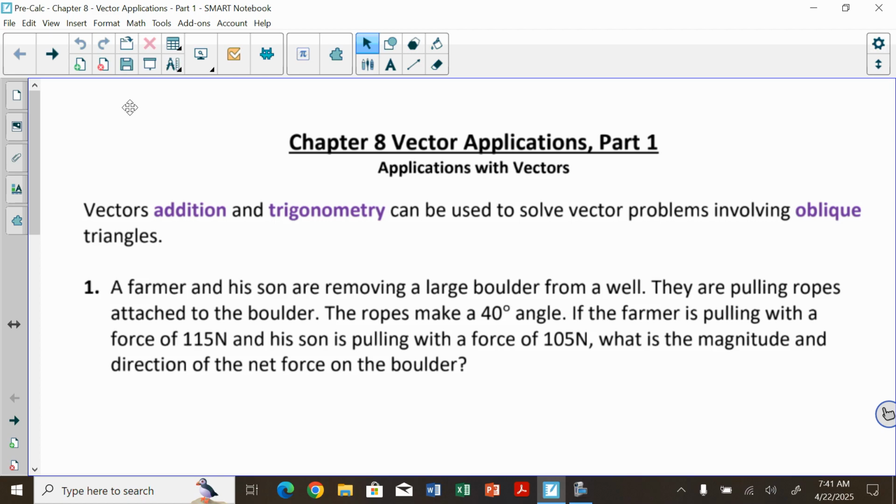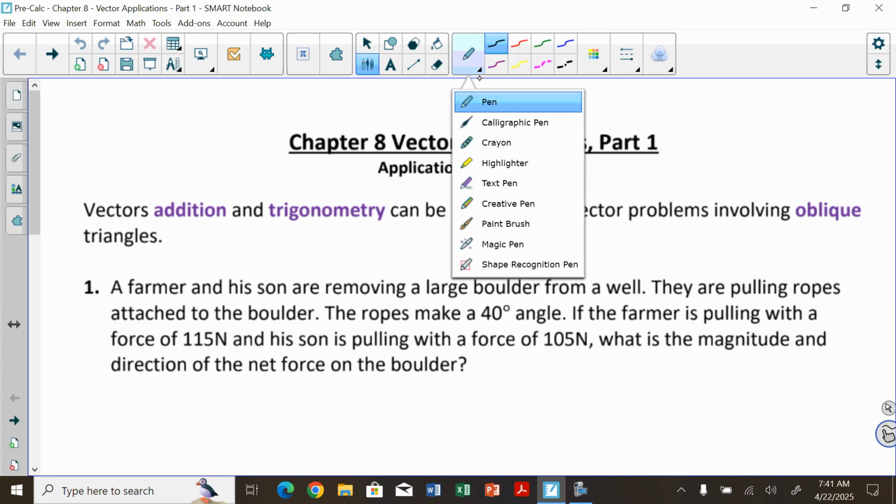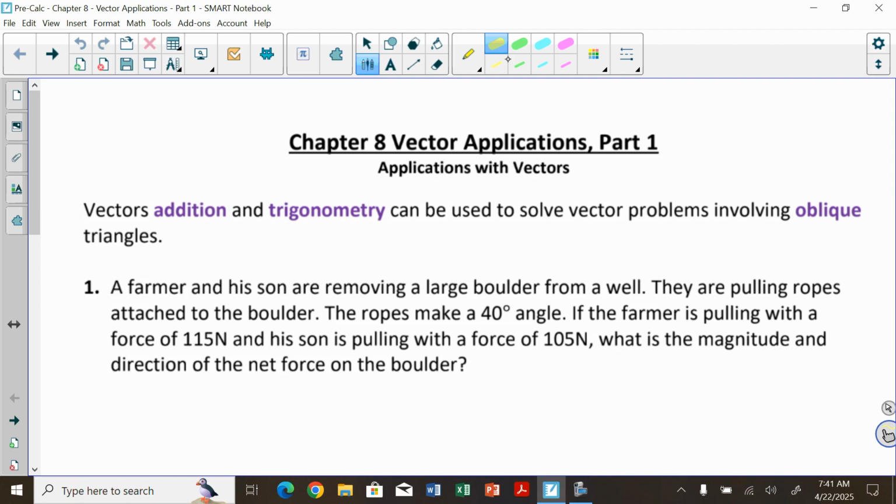So I'm going to ask you to really try to use your brain and utilize logic and try to find out what we're trying to do with these problems. You're going to have to rely on some prior knowledge. So we know that we can use some vector addition, and we can also use trigonometry and a little geometry as well to solve vector problems that involve oblique triangles. So we're talking about triangles that are not right triangles.